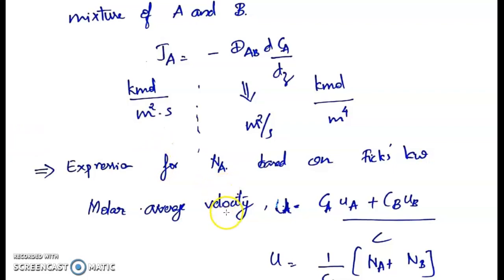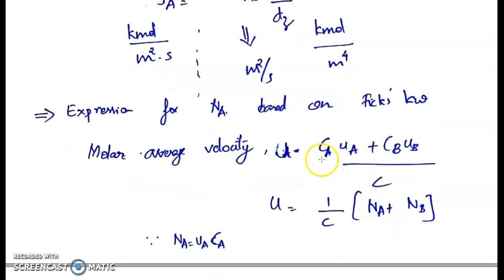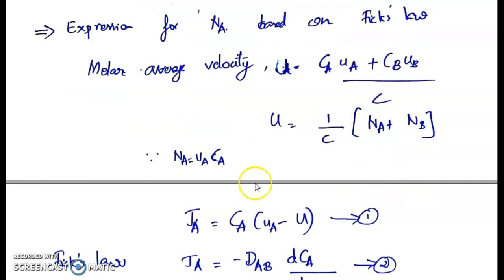So we will start with what we already know. Here we know molar average velocity U is equal to CAUA plus CBUB by C. We learned this last class. But we know CA into UA is equal to NA. So I can write NA instead of CAUA and NB instead of CBUB. So U is equal to 1 by C into NA plus NB. So in the last class we also discussed an expression for molar flux relative to molar average velocity, JA, which is equal to CA into UA minus U.